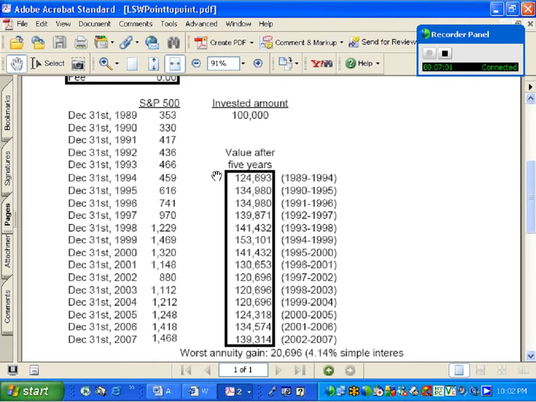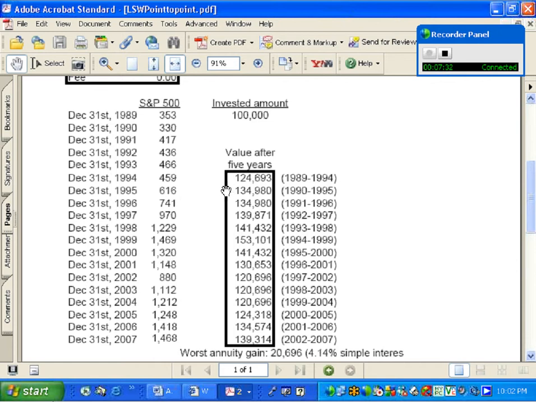What I wanted to see was how this annuity would have performed under various 5-year periods. So let's assume at the end of 1989, I put $100,000 into this indexed annuity. Let's assume the caps remain constant at 8 1/4, and let's assume I let my money accrue for 5 years without taking any withdrawals. Well, had I done that, my $100,000 deposit would have grown to $124,693. All right, so much for that 5-year period.